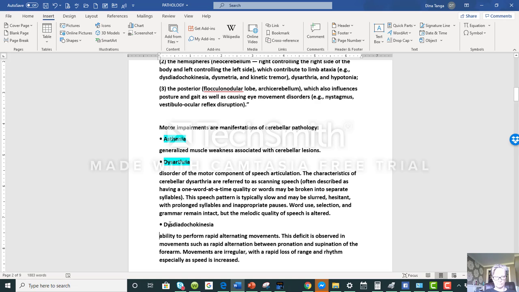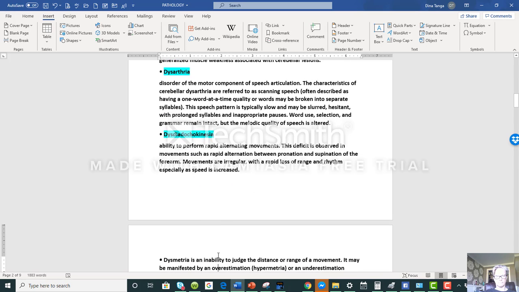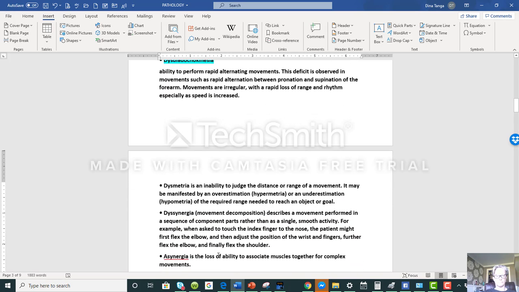Dysmetria is an inability to judge the distance or range of a movement. It may be manifested by an overestimation, hypermetria, or an underestimation, hypometria, of the required range needed to reach an object or goal.